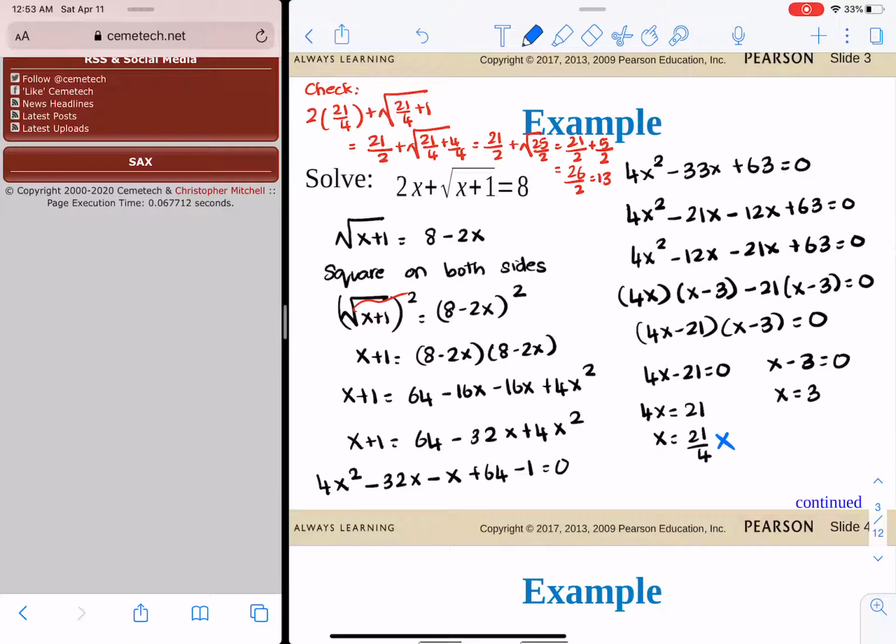Let's see if 3 works. So I'm going to plug in 2 times 3 plus square root of 3 plus 1 in the original equation. I'm plugging in 3 here, so that would give me 6 plus square root of 4, but square root of 4 is 2, so I would have 6 plus 2, I get 8. So x is equal to 3 is a solution.